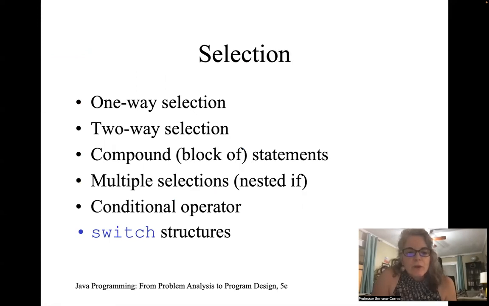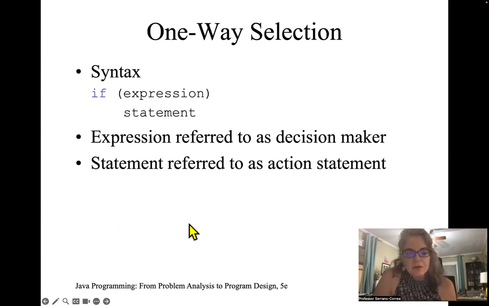Okay, for selection, we have one-way selection, we have two-way selections. We have a compound block of statements, meaning like, if it's true, you do multiple things. Multiple selections, which is nested, like if your grade is between 90 and 100, you made an A. If your grade is between 79 and 89 and 80, you made a B. Else, if your grade is between 70 and 79, you made a C. So that's multiple selections. And then we're going to look at conditional operators and switch structure. So that's the next part of our section here on the slides.